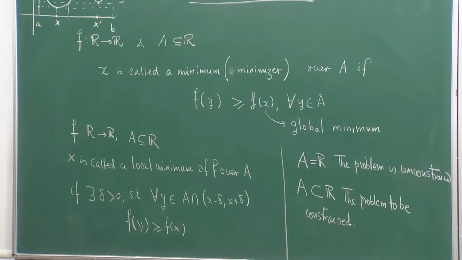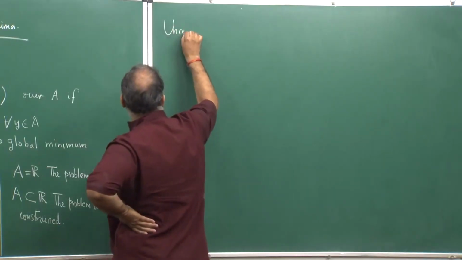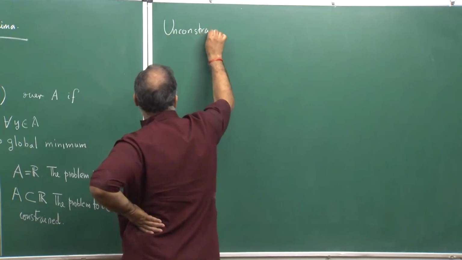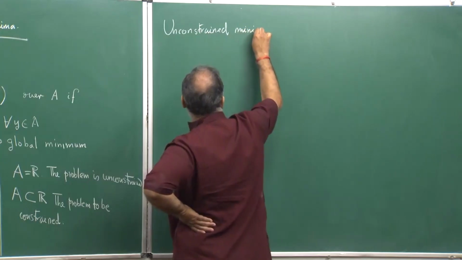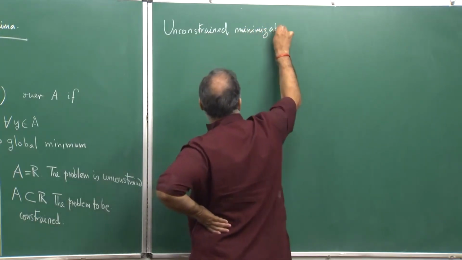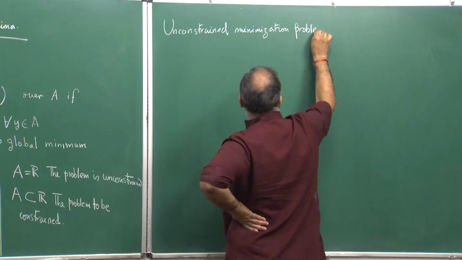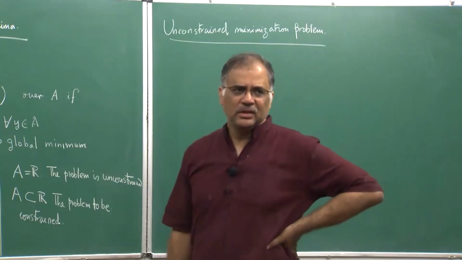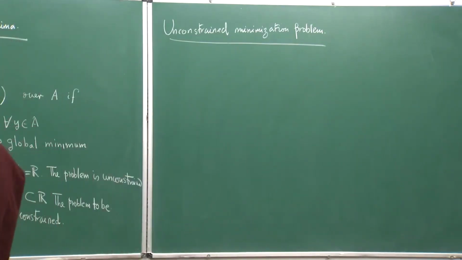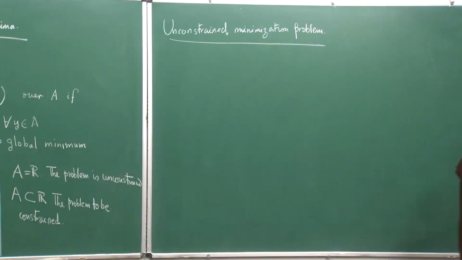So, now, our first study would be that of the unconstrained optimization or minimization problem. Maximization and minimization problems are absolutely ubiquitous to mathematics and to many sciences, to physics, to chemistry, to biology, to engineering, to business. Optimization plays a very central role.